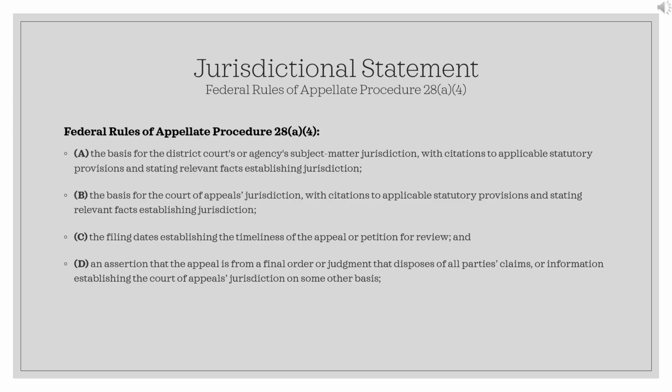As seen here, the rule outlines the 4 parts required in a jurisdictional statement. First, you must state the basis for the district court's jurisdiction. Second, you must state the basis for the appeals court jurisdiction. Third, you must establish the timeliness of the appeal. And fourth, you must assert that the appeal is from a final order.